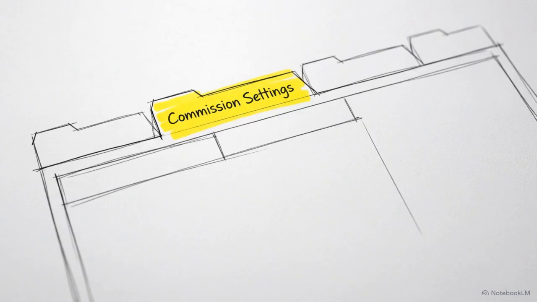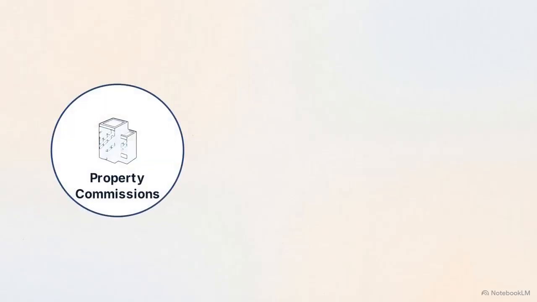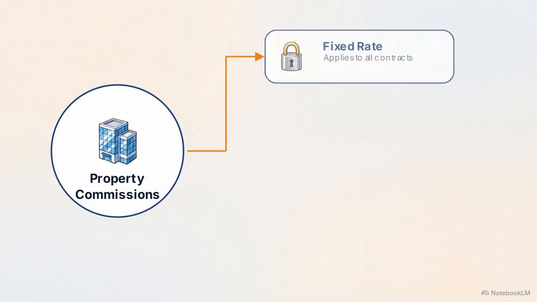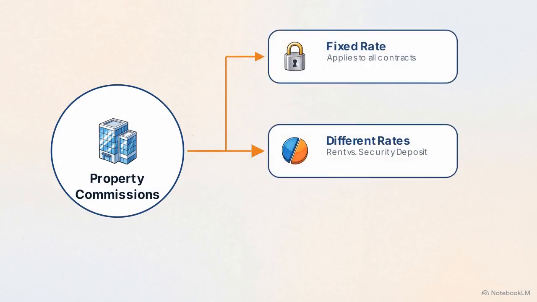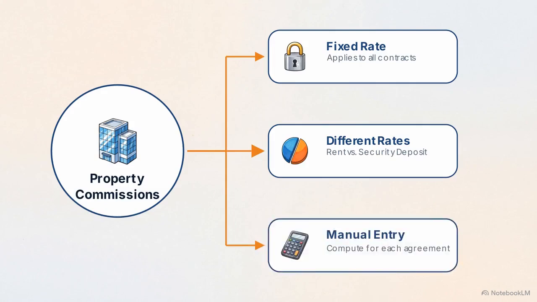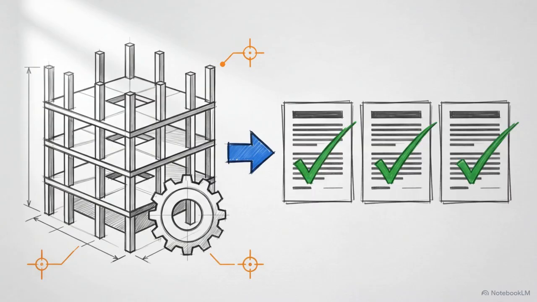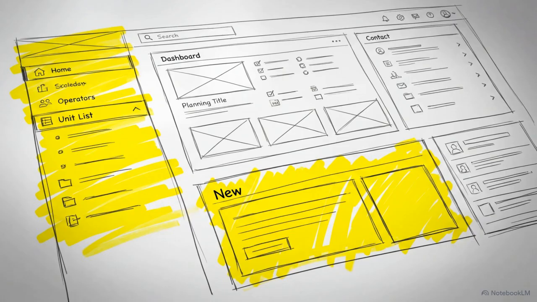Now click the second tab for commission settings. This diagram shows the 3 distinct ways to handle commissions: setting a fixed rate for all contracts, applying different rates for rent versus security deposits, or computing the math manually for each agreement. By defining your unit counts and commission rules at the property level, the system automatically applies these parameters to future agreements, eliminating calculation errors. With the property established, open the unit list and click New.